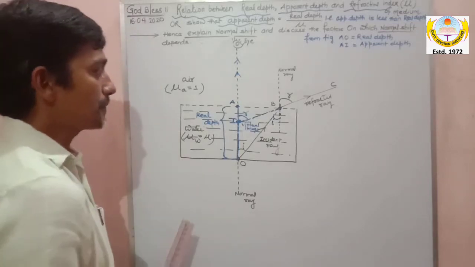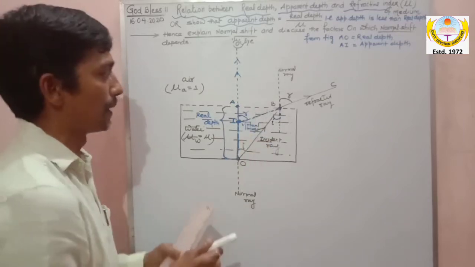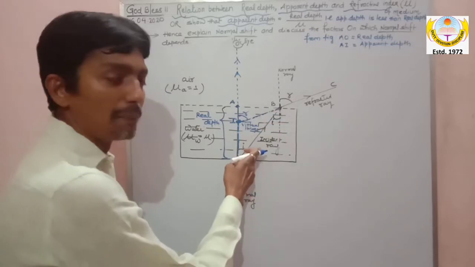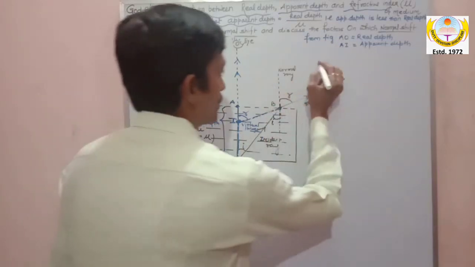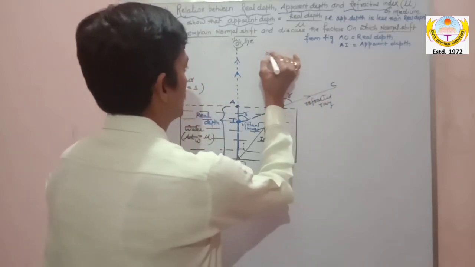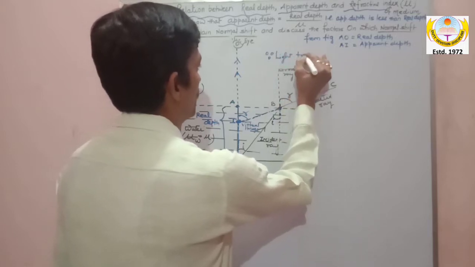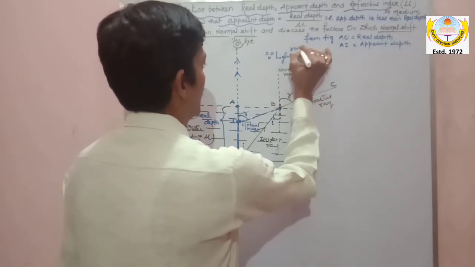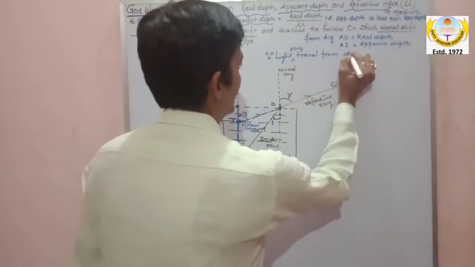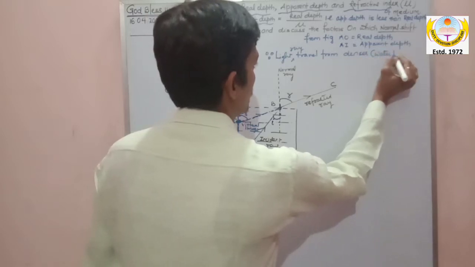Let's start. So AO is my real depth, AI is my apparent depth. Now let's start with the topic. Since the light ray travels from the object from the denser medium to the rarer medium, here I am writing: since the light ray travels from the denser medium, denser meaning water, to air.